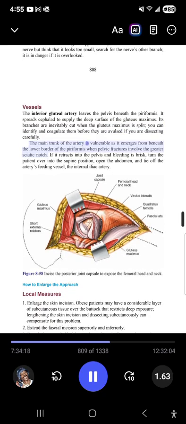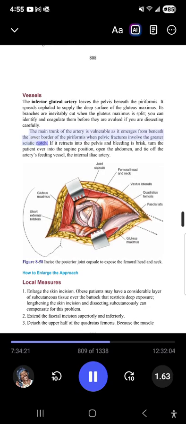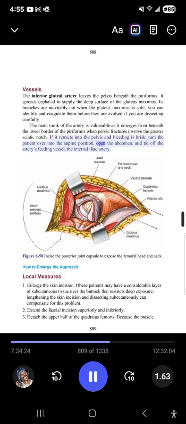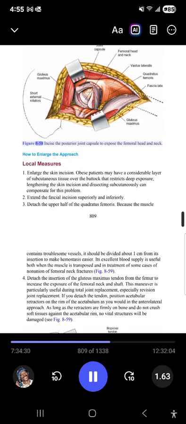The main trunk of the artery is vulnerable as it emerges from beneath the lower border of the piriformis when pelvic fractures involve the greater sciatic notch. If it retracts into the pelvis and bleeding is brisk, turn the patient over into the supine position, open the abdomen, and tie off the artery's feeding vessel, the internal iliac artery. Figure 8-58. Incise the posterior joint capsule to expose the femoral head and neck.